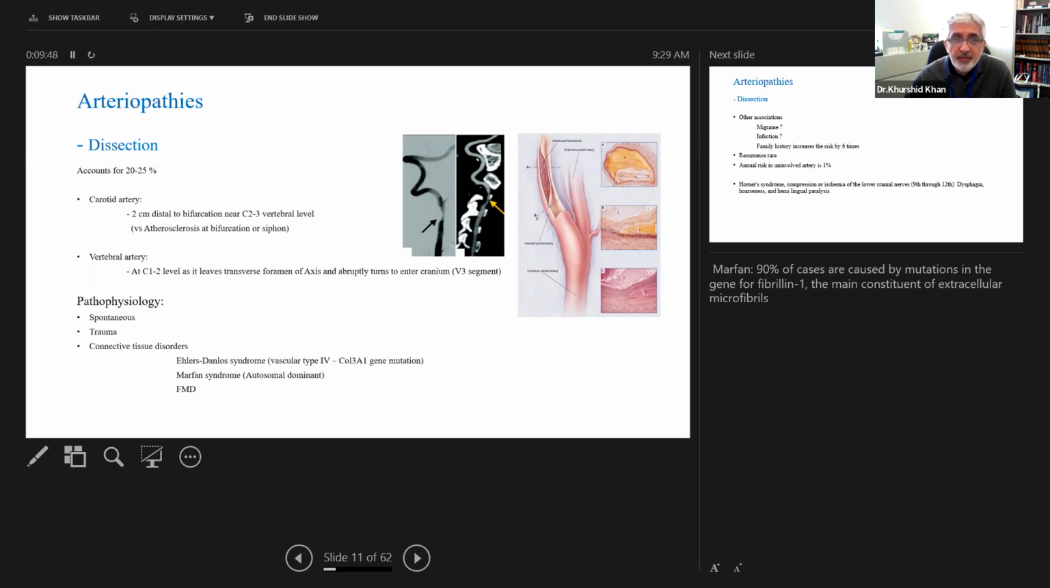The pathophysiology of dissection: oftentimes we find a history of trauma, which could be a very trivial trauma, but more often than not, there may not be an obvious history of any form of trauma. Some authorities feel that there is some degree of trauma, but it is so trivial perhaps that it's not remembered by the patient. So we would consider that as spontaneous. And then obviously connective tissue disorders like Ehlers-Danlos syndrome, especially vascular type 4, and this is due to a collagen 3A1 gene mutation, Marfan syndrome, an autosomal dominant disease, and as I mentioned earlier, fibromuscular dysplasia.